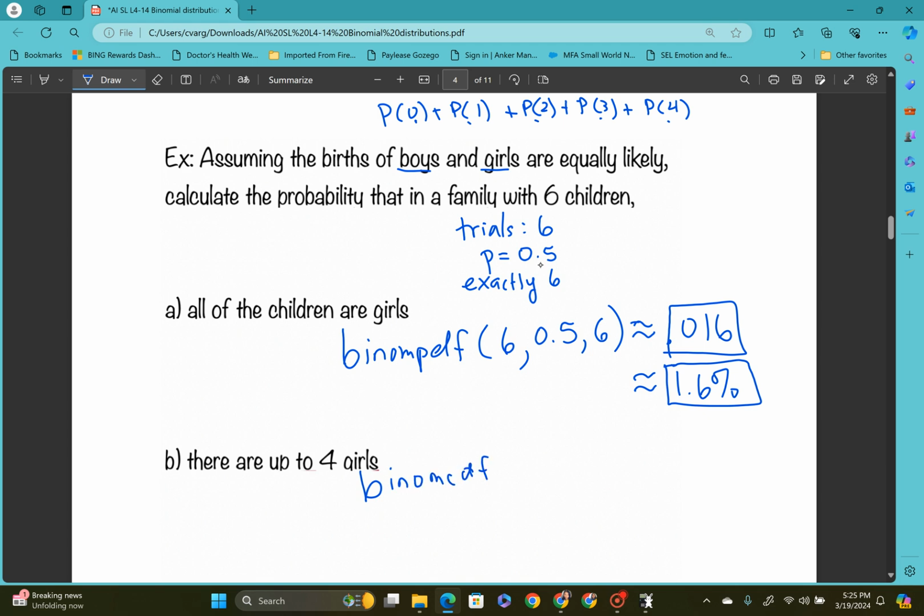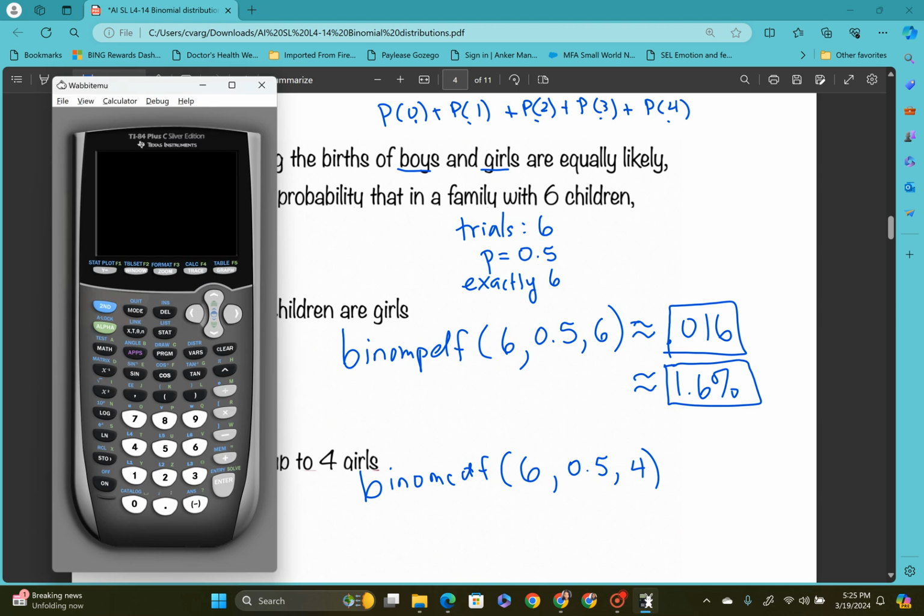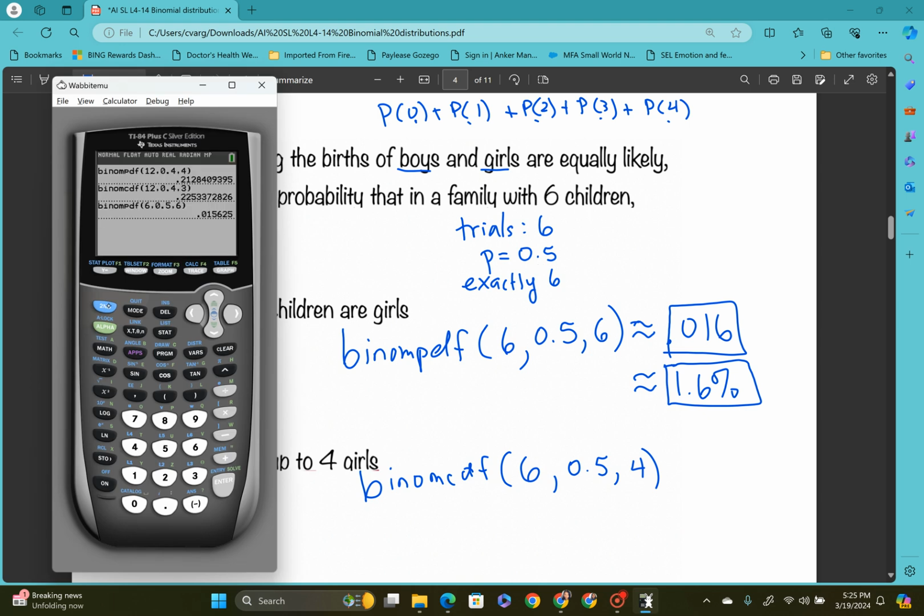Binom CDF. Okay. So the number of trials, again, is 6. Probability of success of getting a girl is 0.5, just like that's the probability of getting a boy in this case. And we have up to 4. So we're going to put a 4 here. And now let's take our calculator and put this in. So we have second vars again. We're going to go binom CDF, so that's option B this time.